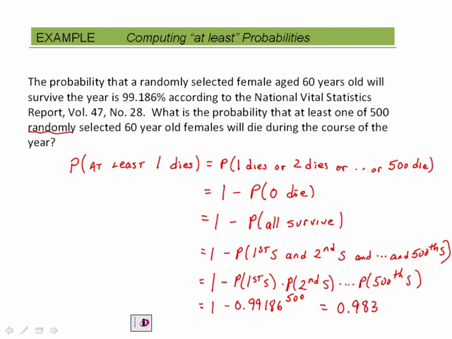So out of a group of 500 randomly selected 60-year-old females, is it unusual for at least one of them not to survive the year? No. In fact, quite the opposite is the case. If we were to randomly select 500 60-year-old females, it would be unusual if they all survived. There's a 98.3% probability at least one of them will die. This has been a rather morbid class, hasn't it?